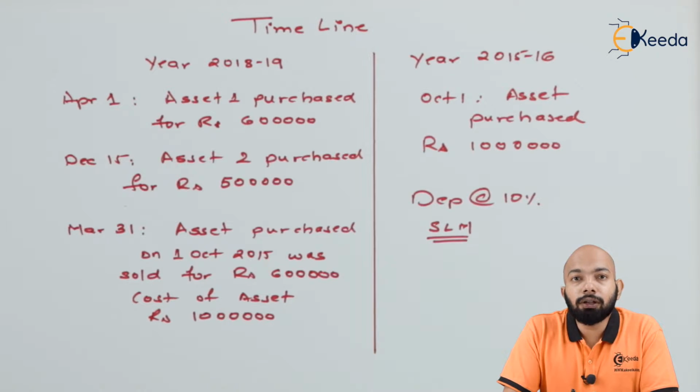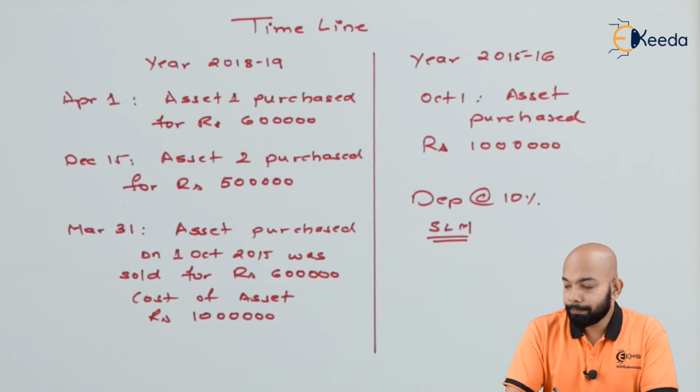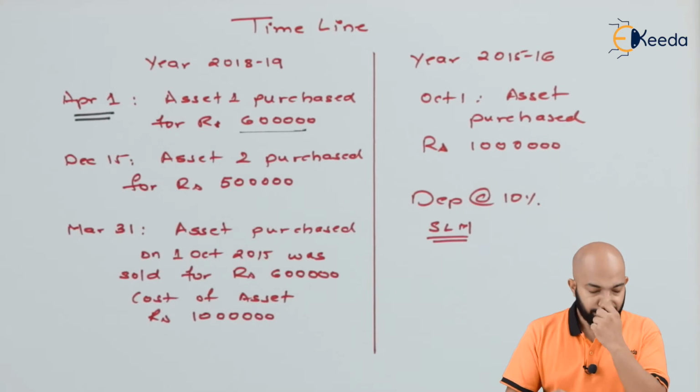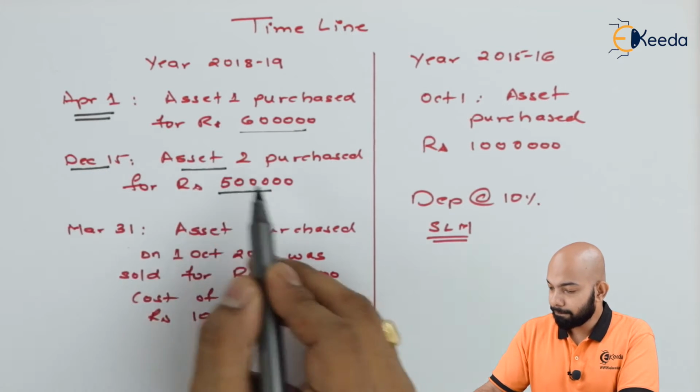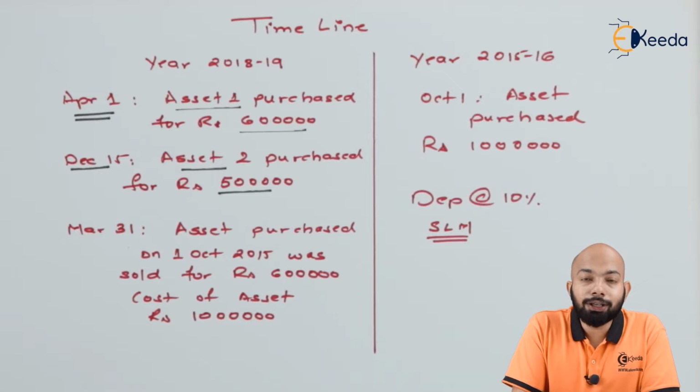So now we have to further evaluate how many details are available when it comes to preparation of depreciation of that specific asset. The first timeline will refer to April 1st, whereby we have procured asset number 1, which is costing rupees 6 lakhs. On December 15, we have purchased asset number 2, which is costing rupees 5 lakhs. On March 31st, the asset which was procured on 1st of October 2015 has been sold out for rupees 6 lakh.